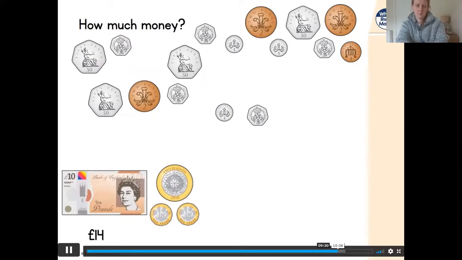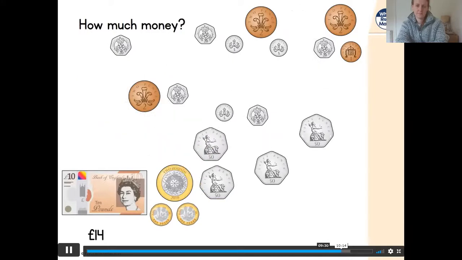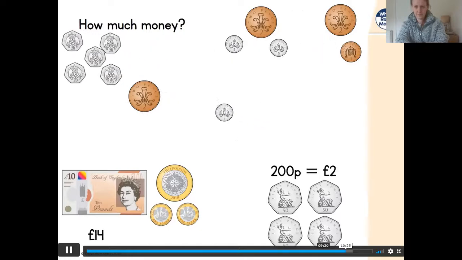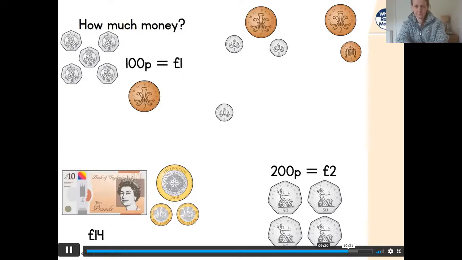What do you think I'm going to go to next? I'm going to go to my 50 pence pieces. So I'm going to start from largest amounts to smallest. So let's put all the 50 pence pieces together. You can see there, I've got 200 pence, which we know, of course, is £2. Let's get the 20p's together. We've got 20 pence pieces. Let's count them up. We've got 5 lots of them, 20, 40, 60, 80, 100 pence, so I've got another pound.